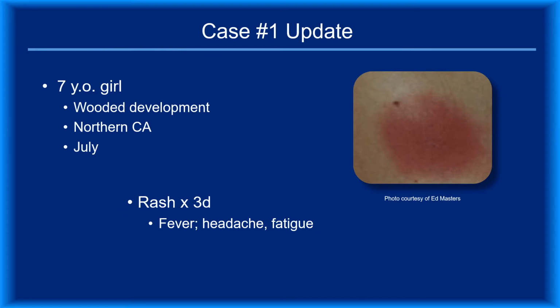Turning attention back to your 7-year-old patient, from her history we learn that she lives in a wooded development within a Lyme endemic area of Northern California. In addition to her rash, she's had fevers, headaches, and fatigue. It's the first week of July.